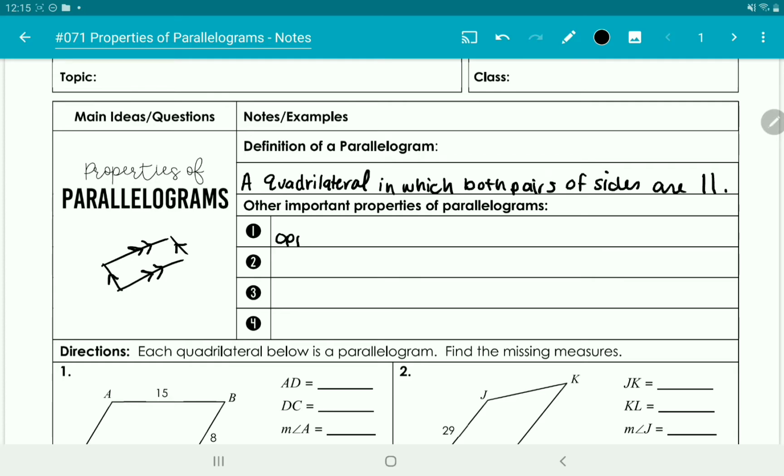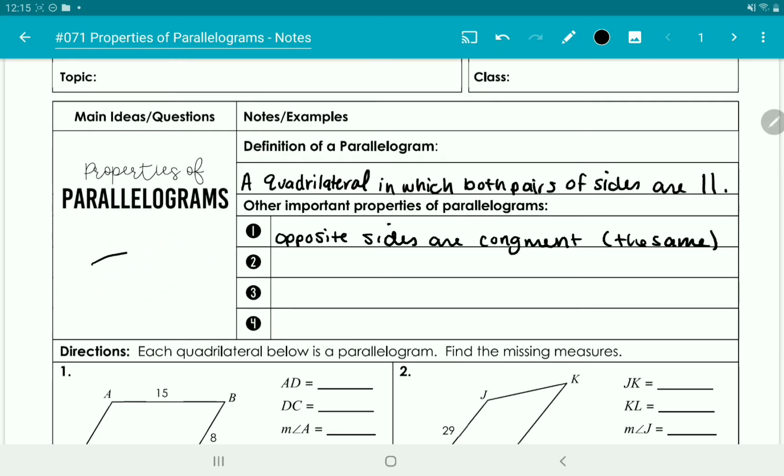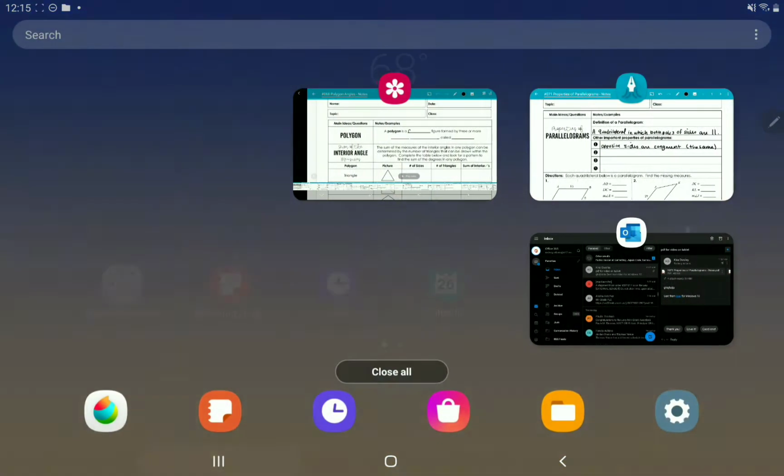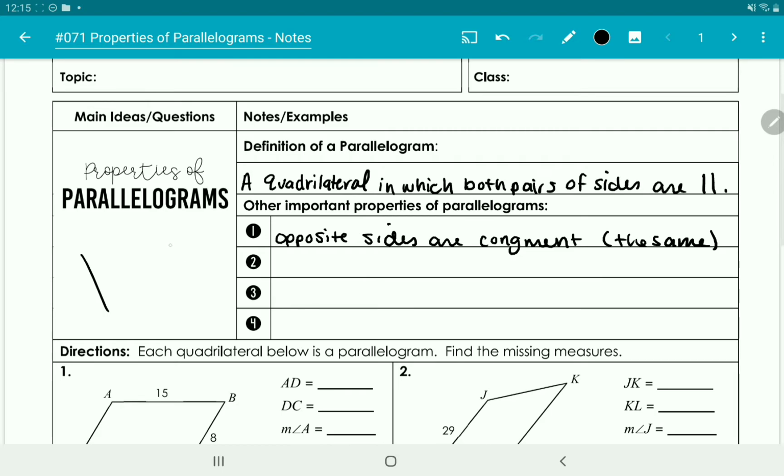So the opposite sides are congruent, or the same. Okay, so let me draw a better picture over here to show you what I'm talking about. Again, I am not very good at drawing these, but it is fine. You can see what I'm talking about. So opposite sides are congruent. So this one and this one's the same. This one and this one's the same.